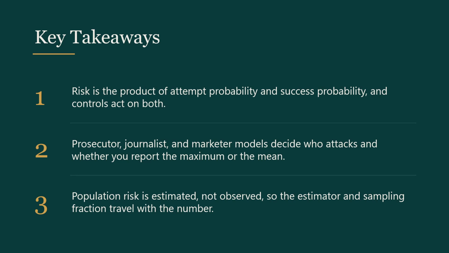Third, population risk is estimated. Compute the sampling fraction, apply the published decision rule, name Pitman below 10% and Zayats or the slide negative binomial above it, and report the estimator with the number. Next video, the number itself, where thresholds come from and how to defend yours.